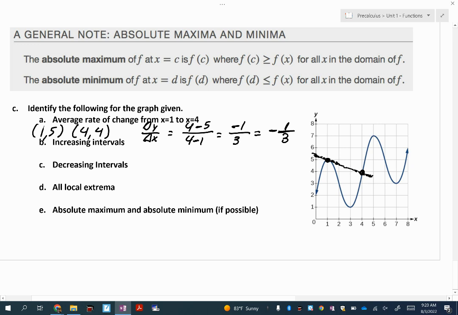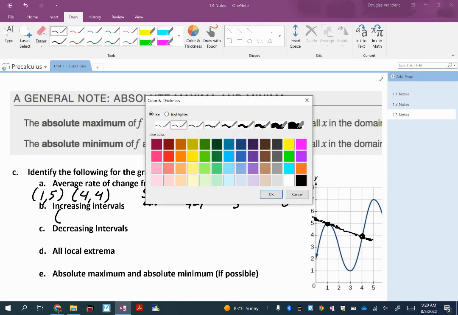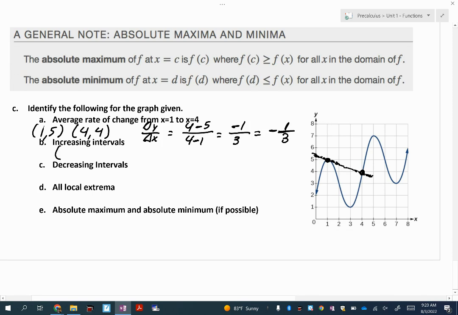Okay, increasing intervals. This can be a lot here. So I'm going to use that color coordination again. It's up to you if you want to do this or just read it. So we're increasing from the very beginning. And notice there was an arrow there, so I'm going to be starting at negative infinity. So increasing from negative infinity to 1.